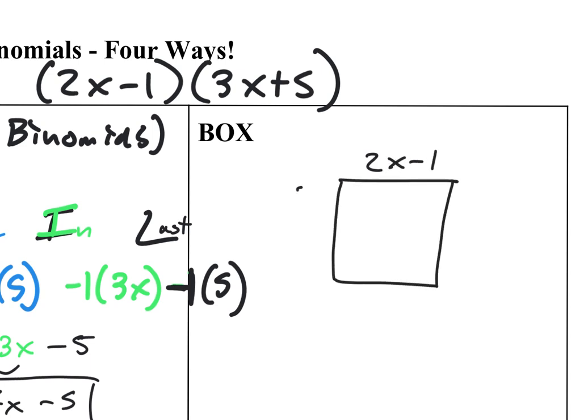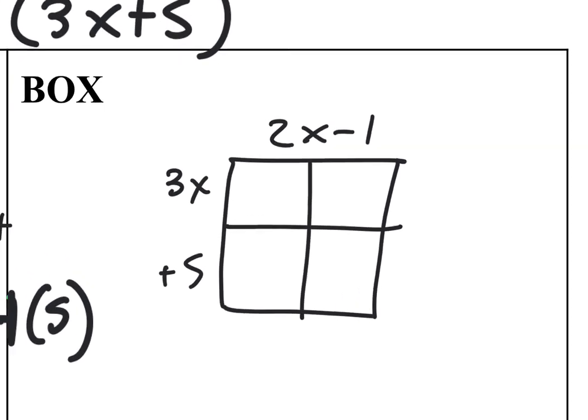And on the side, I'm going to put 3x plus 5. And you just do one at a time. Really, what you're going to have here is first, outside, inside, last. But the box just helps make it simple. So let's zoom in and do this.